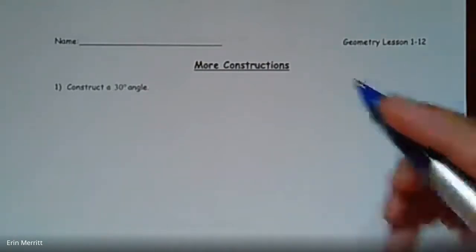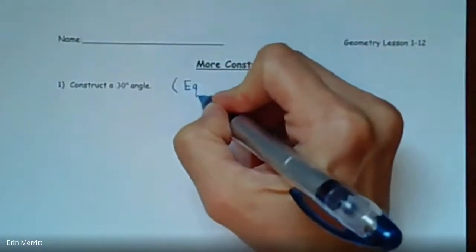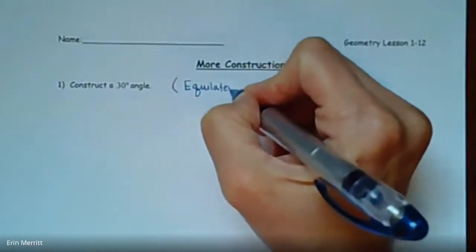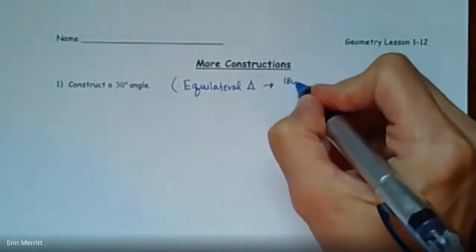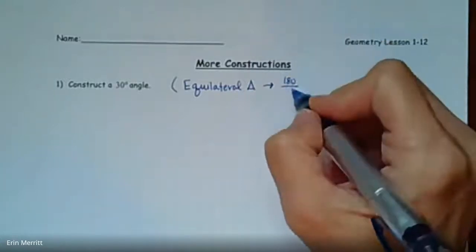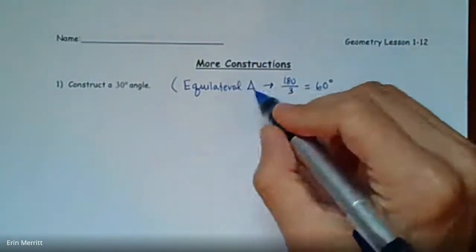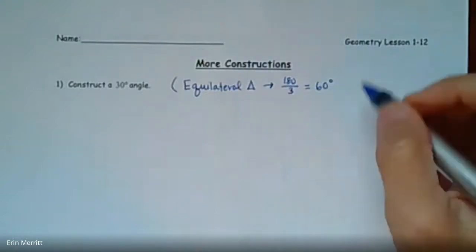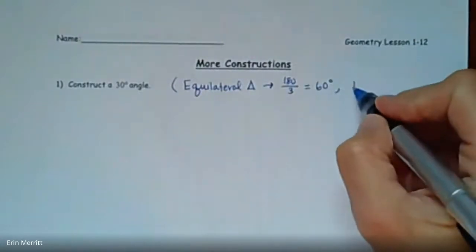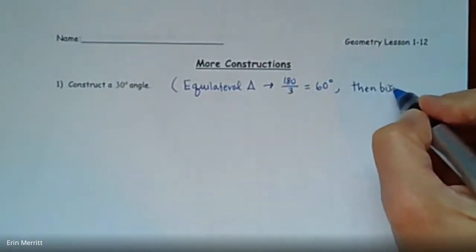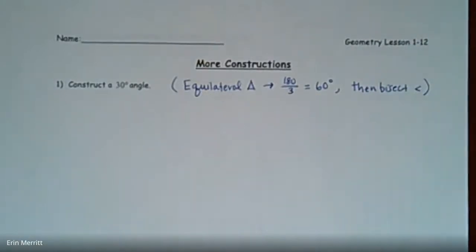So the first one, what we actually are going to take advantage of is the fact that we know how to create an equilateral triangle. And an equilateral triangle has equal angles as well. So if we take 180 and divide it by 3, every angle is 60 degrees. So by constructing an equilateral triangle, we get a 60-degree angle. Then to go from 60 degrees to 30 degrees, we would just bisect the angle. So that's the combination that we need.